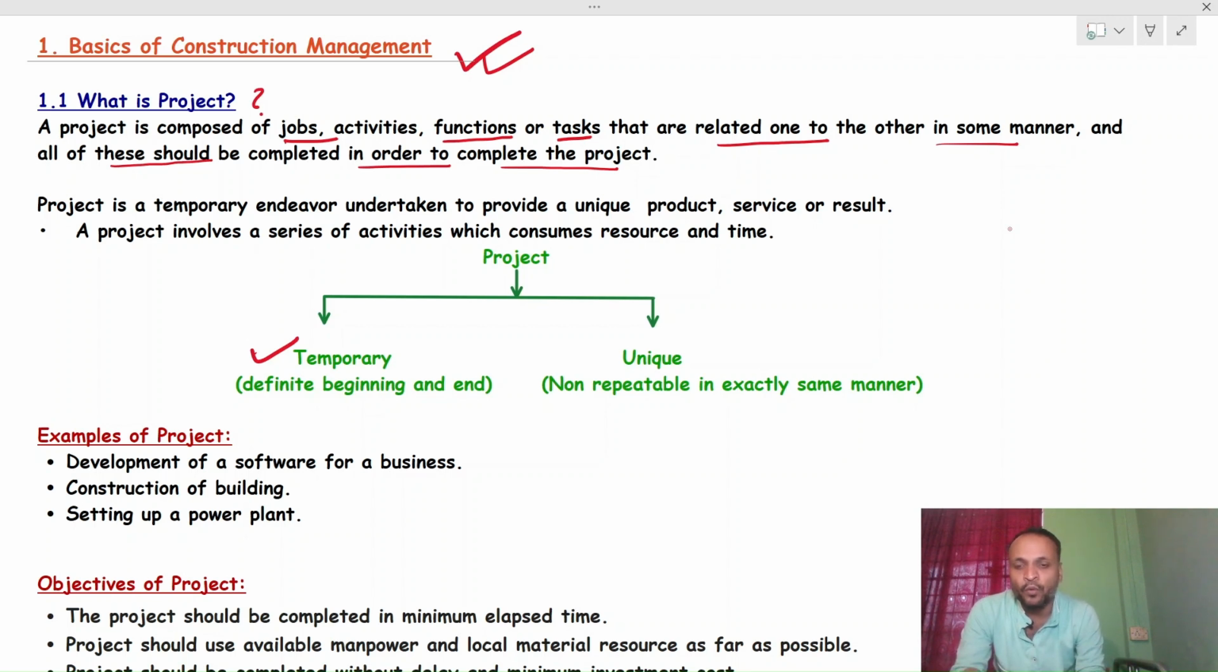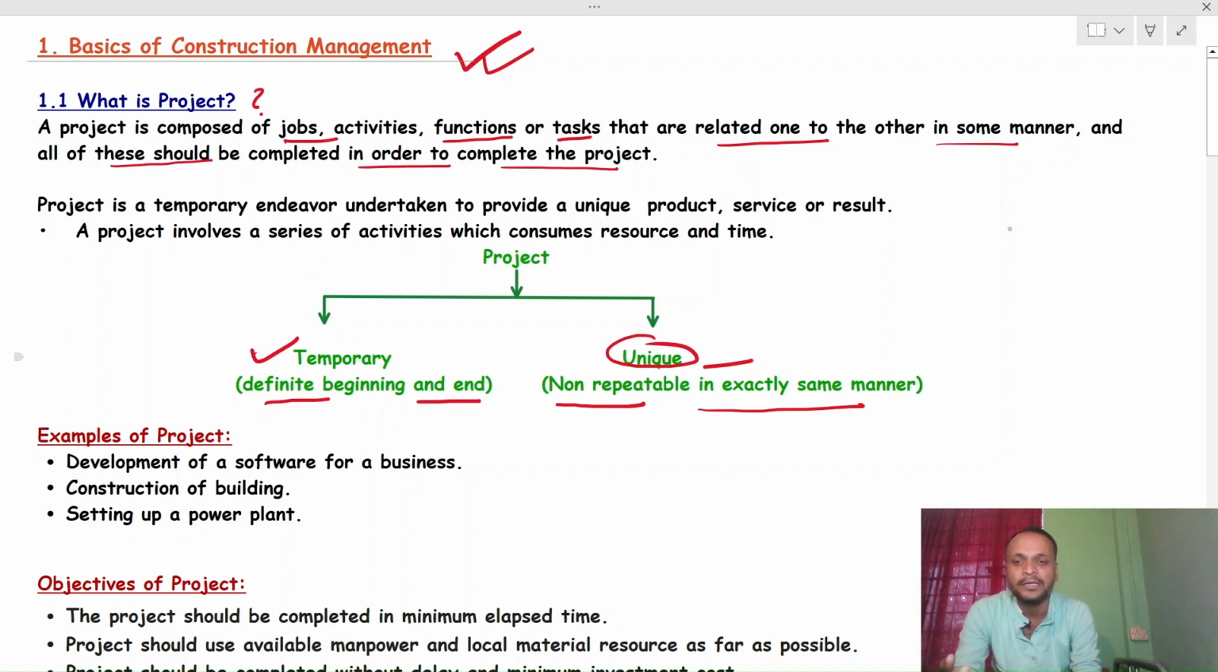So what is the importance of a repeatable project? It has a definite beginning and end. We know how to start the construction of a bridge and how it ends, right? So temporary projects have a definite beginning and end. The second one is unique. Unique means we don't know how to start the project and how to end it. Various research work comes under unique projects, which are not repeatable. If any research work has been completed, it will not be repeated in exactly the same manner. That is called a unique project.